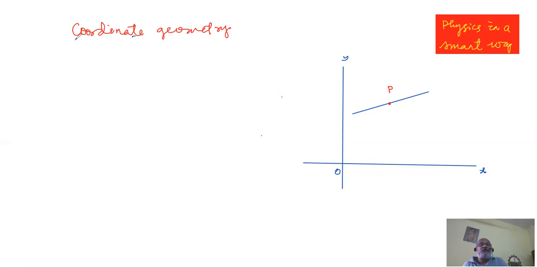Sometimes people say coordinate geometry. Some people say that is geometry of R square. Sometimes people say that is planar geometry. It's all okay. But the most popular name is coordinate geometry. The topic starts with the equation of a line.